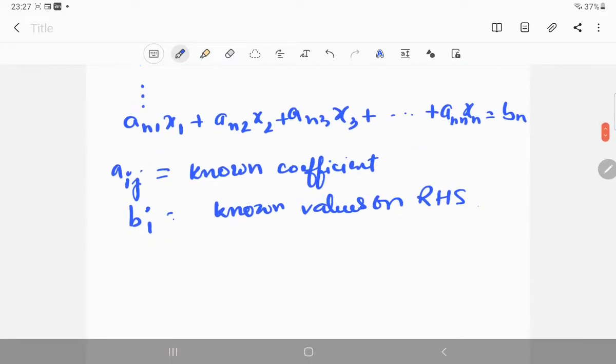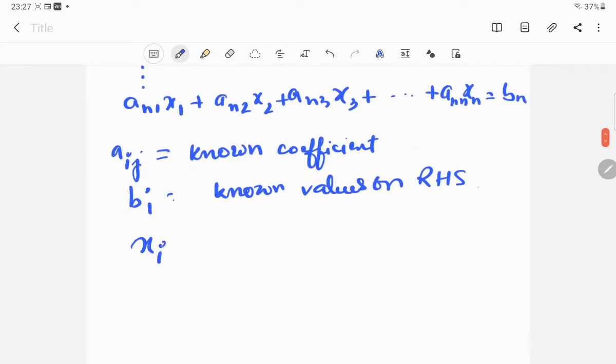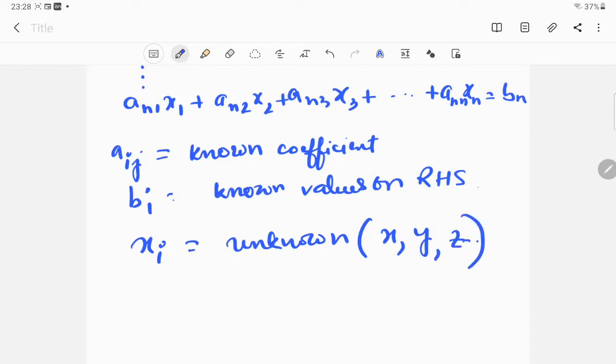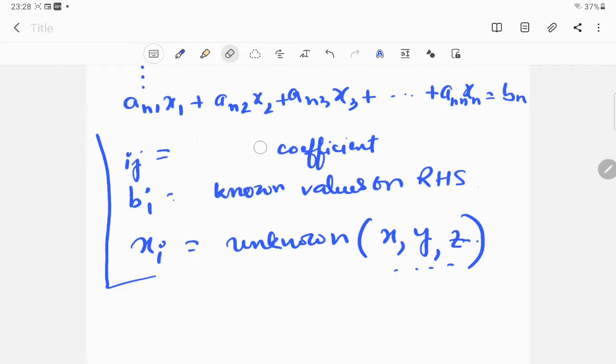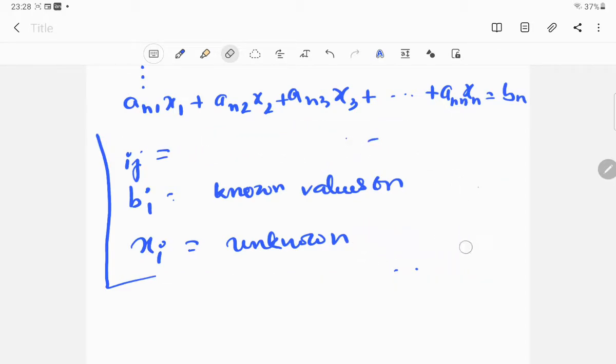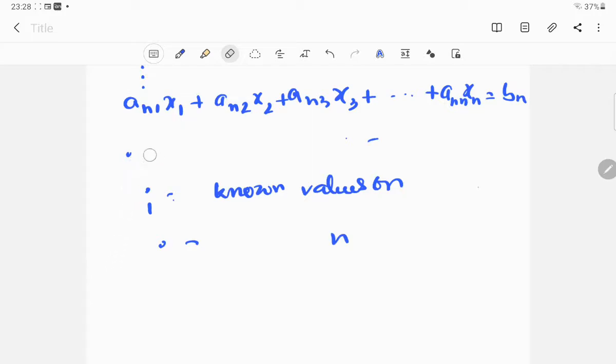The only thing that is unknown is xi. So xi is unknown, you need to solve for them. It can be x, y and z. If n is equal to 3, then it will be x, y, z. If n is more than that, then we need to consider more variables. That is the notation used in this equation. I hope all of you have noted it down. It is already available in the notes that I have provided in Google Classroom.